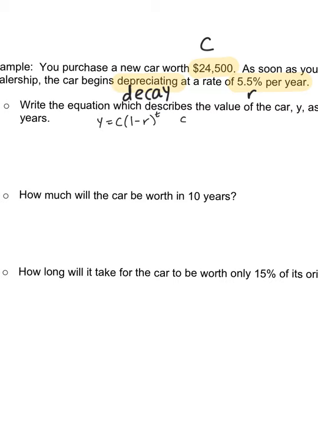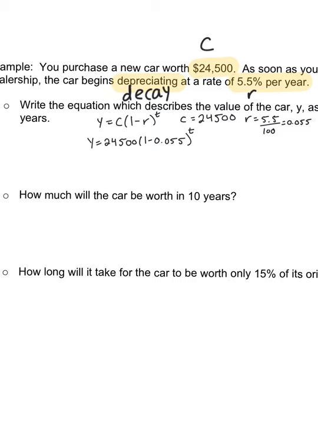So I know that my value of C is 24,500. I know that I'm decaying, so I use the correct formula. My value of R would be 5.5%, but I would write it as a decimal. So you would do 5.5 divided by 100, and that would give you 0.055. So that number is what's going in the equation. So we've got Y equals 24,500 times 1 minus R, which is 0.055, raised to the T. I don't know what T is, so I'm just going to leave it.